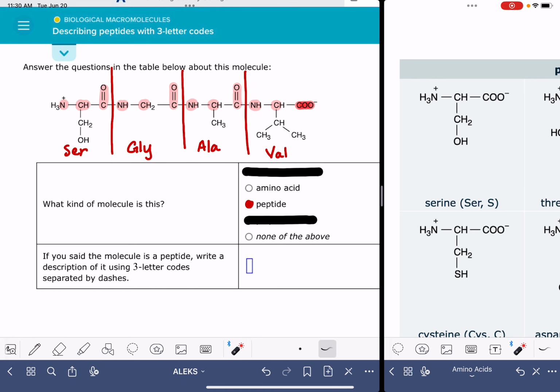We're going to write the three-letter codes from left to right in this order. You're going to separate each three-letter code with a hyphen or a dash, and you're going to make sure that you capitalize the first letter of each one of the three-letter codes and only the first letter.